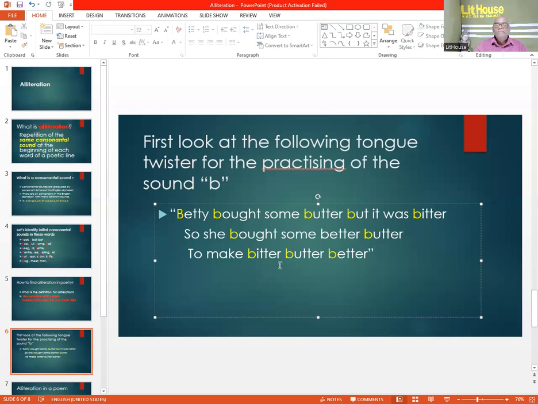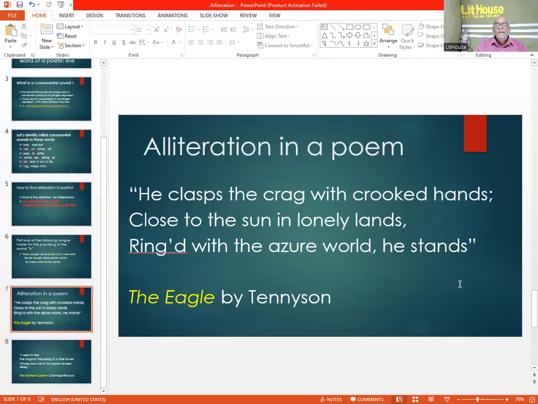Now, alliteration in a poem. This is very important. This is our subject matter. We are not going to check alliteration alone. Alliteration in poems.